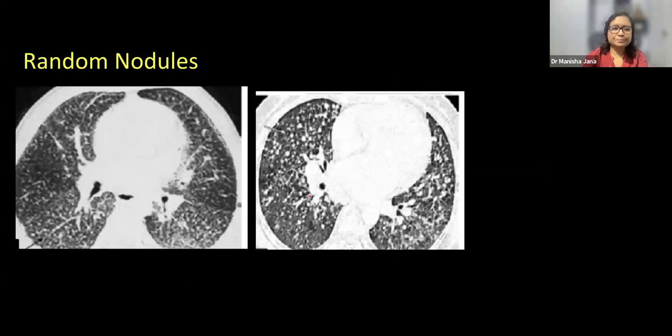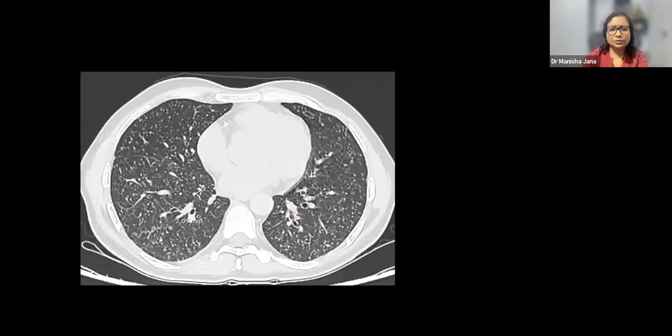Coming to the random nodules, like here, they are everywhere. I mean, they're along the septa, along the pleural surface, within the lobule as well. So, a typical example is miliary tuberculosis. Like here, we can see this is typically how we see miliary nodules.